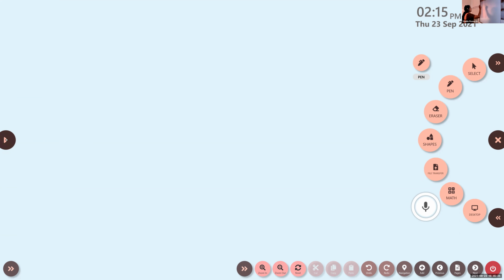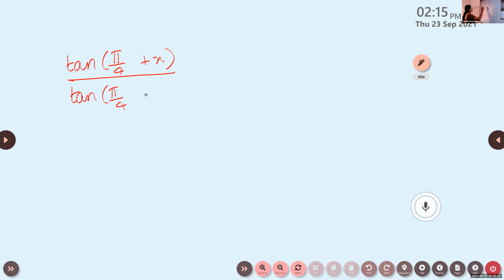Tan of pi by 4 plus x by tan of pi by 4 minus x is equal to 1 plus tan x by 1 minus tan x the whole square. You have to prove tan of pi by 4 plus x by tan of pi by 4 minus x is equal to 1 plus tan x by 1 minus tan x the whole square.